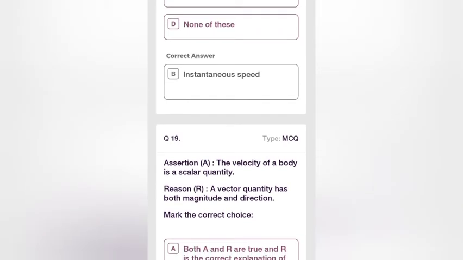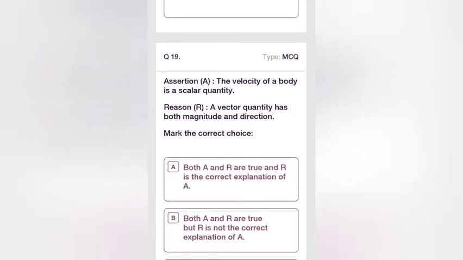Assertion: The velocity of a body is a scalar quantity. Do you agree with that? No, it is not a scalar quantity, it is a vector quantity. Assertion is wrong. Reason: A vector quantity has both magnitude and direction. That's right. Okay, but reason is correct. Assertion is wrong. So it must be the option.